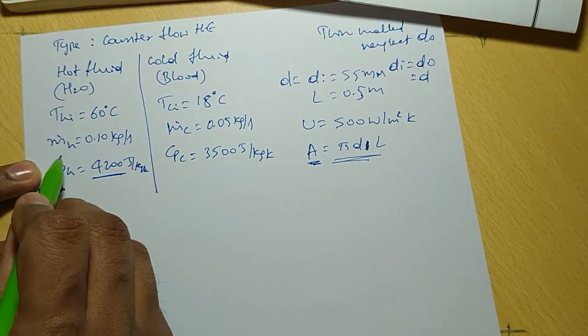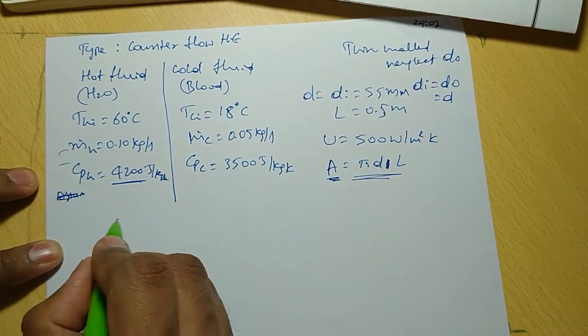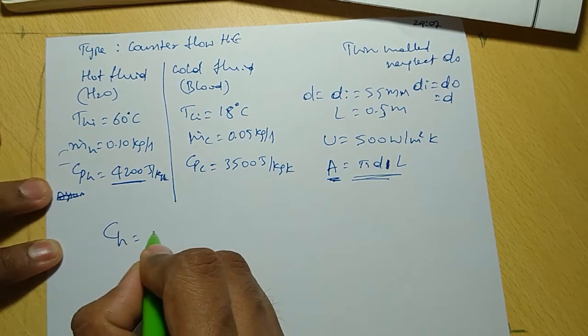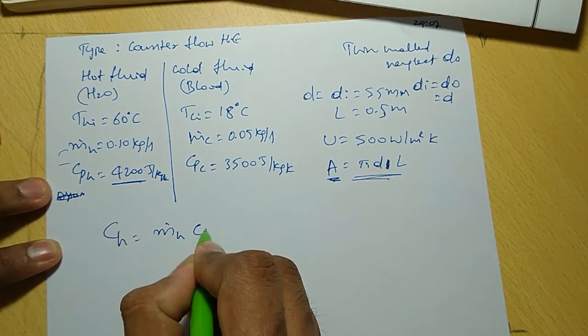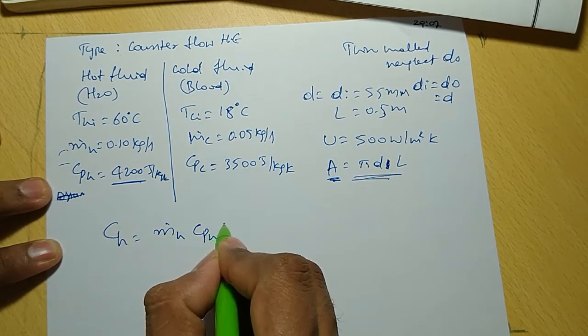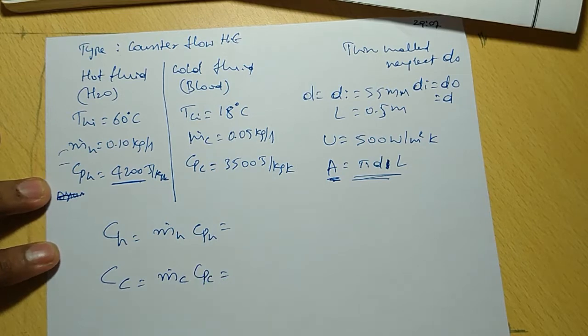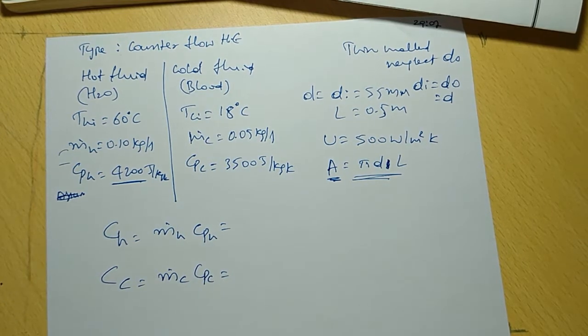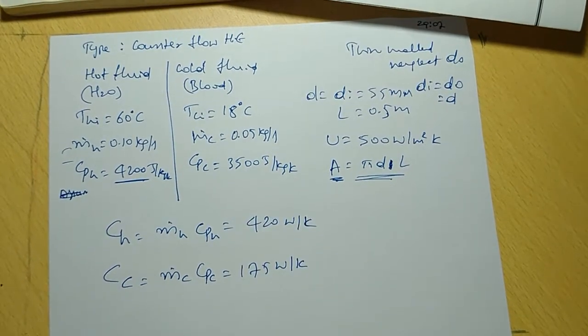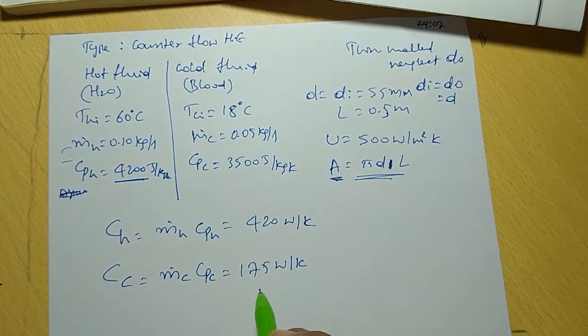Here you know the m dot h and cph. What can be found out? Ch can be found out. M dot h and cph, you know it, you find out the Ch. In the same way you find out Cc. M dot c and cpc, you find out the Cc. I will do the calculation and write the answer. By doing the calculation you will get this one.